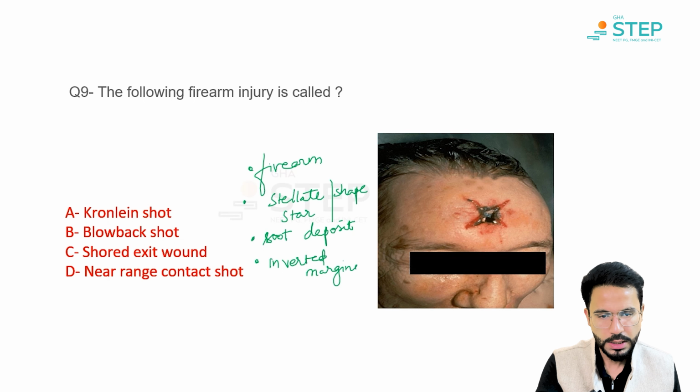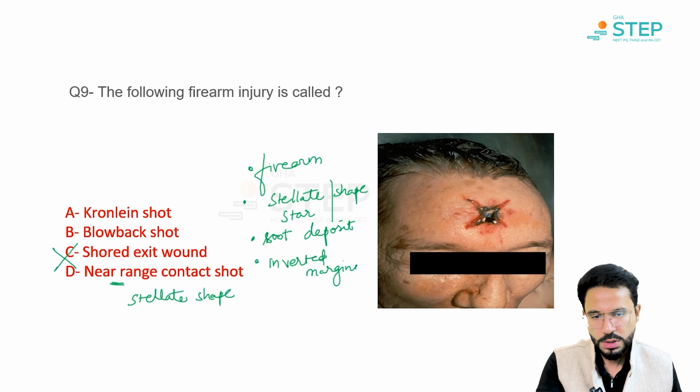Now, what option should we leave out? This inverted margins, soot deposit, stellate shape do not correlate with the shored exit wound. So let's leave this option out. Now, the other options, Kronlein shot, blowback shot, or near range contact shot. If it is a near range contact shot, it will not have a stellate shape. It will have a soot deposit, it will have inverted margins and other findings like the abrasion collar we are seeing here. So a near range will not be stellate. So let's take this out also.